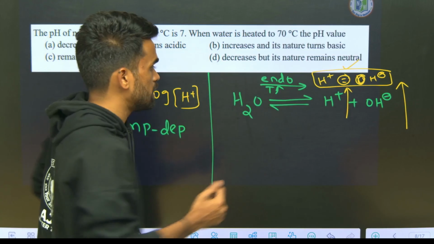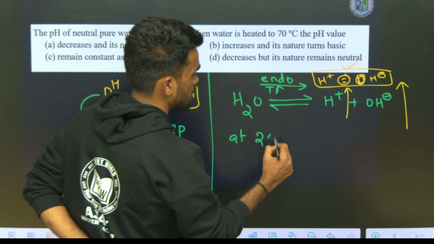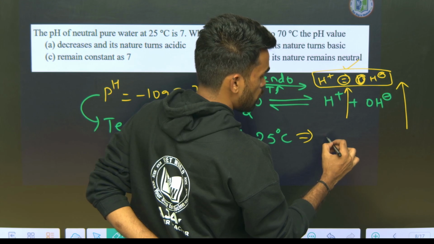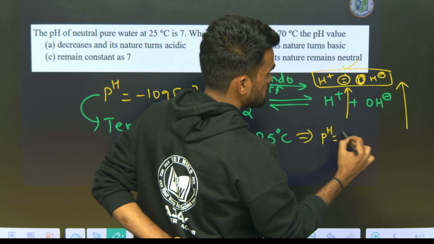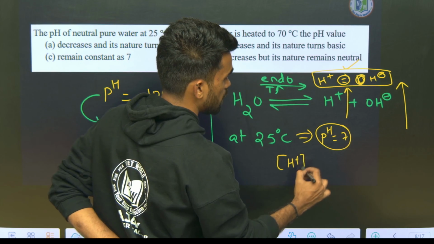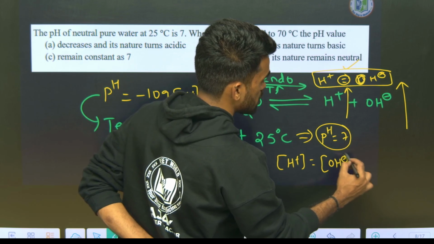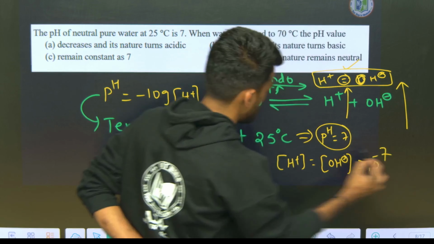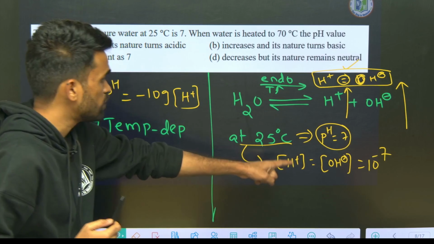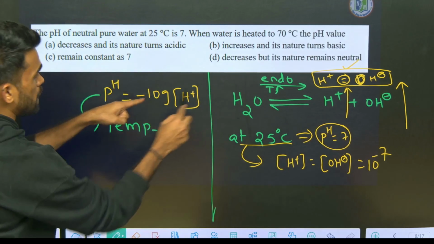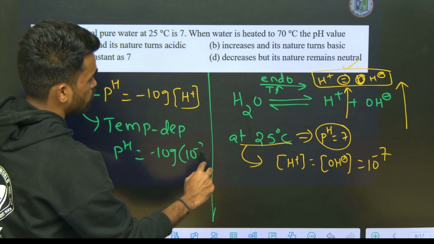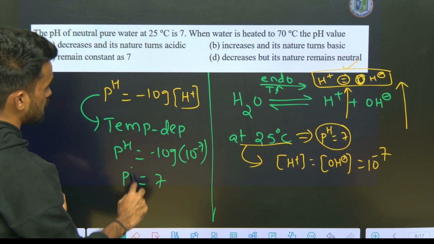Why does it decrease? See here, at 25 degrees Celsius, the neutral point pH is found to be 7. Why is it 7? Because the concentration of H plus ion and the concentration of OH minus ion is found to be 10 power minus 7 at 25 degrees Celsius. So if you put pH equals minus log concentration of H plus, minus log 10 power minus 7, you get pH as 7.